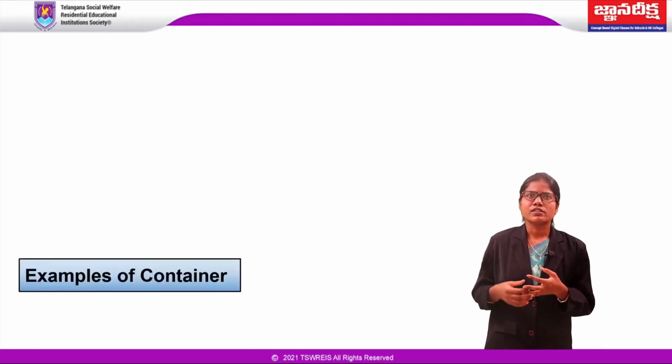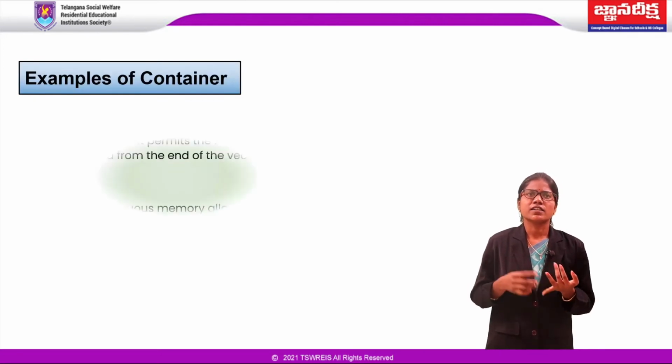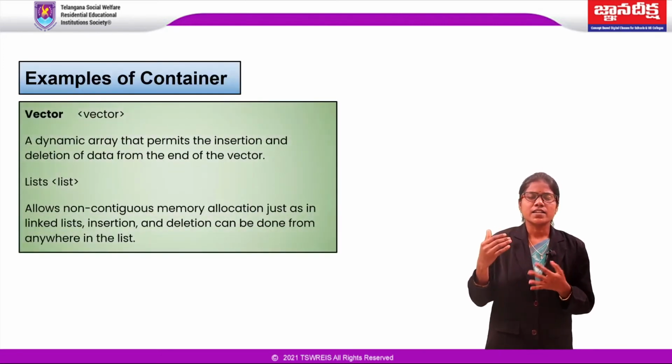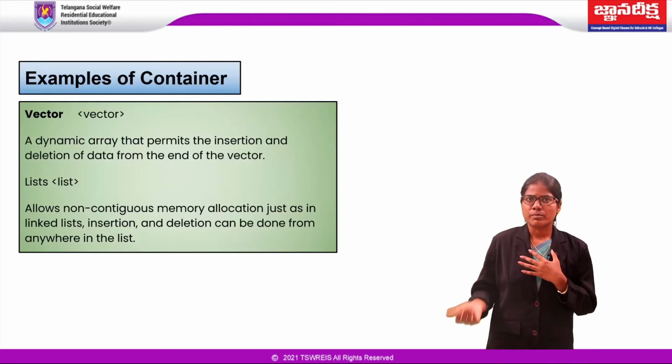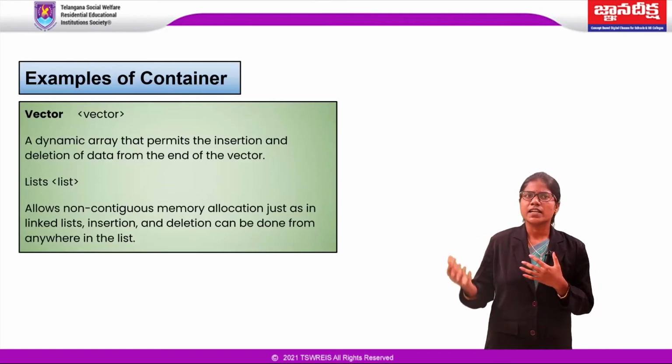Some of the examples of container are vector and list. So vector is a dynamic array that permits the insertion and deletion of data from the end of the vector. And the list allows non-contiguous memory allocation, just as in a linked list; insertion and deletion can be done from anywhere in the list.